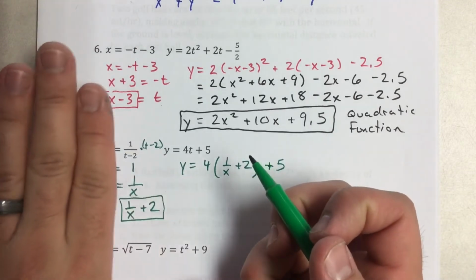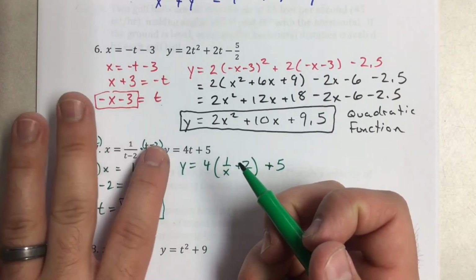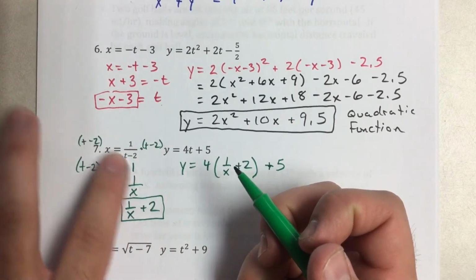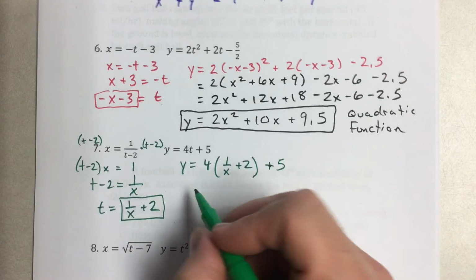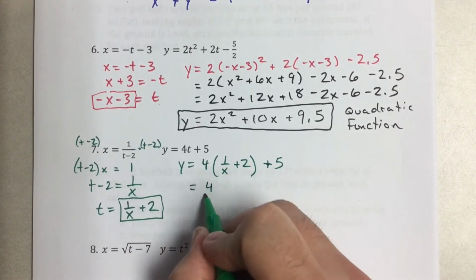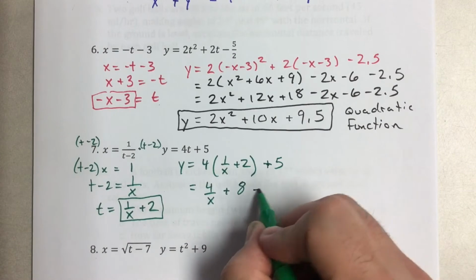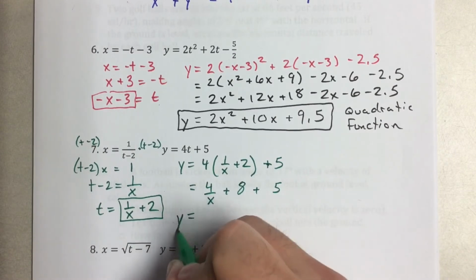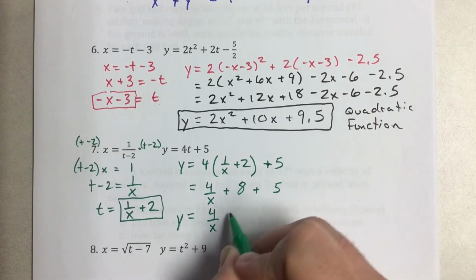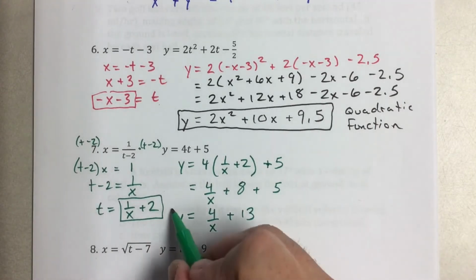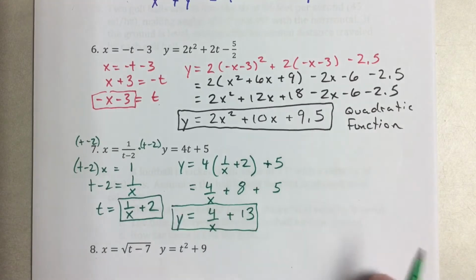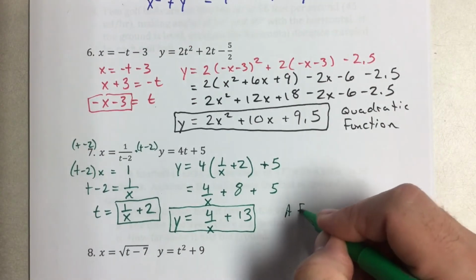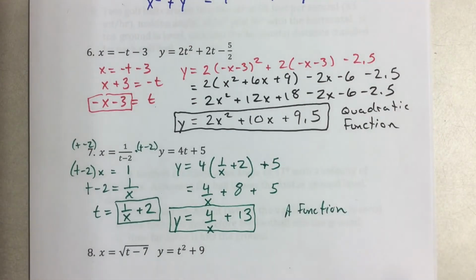So we solved for x by multiplying both sides by the denominator, manipulated it, got t equals, and substituted it in. Now we distribute the 4, giving us 4 over x plus 8, and then plus 5. So we have an equation of y equals 4 over x plus 13. And this is, if I remember correctly, the reciprocal equation, where we actually have an asymptote, but this is still a function.